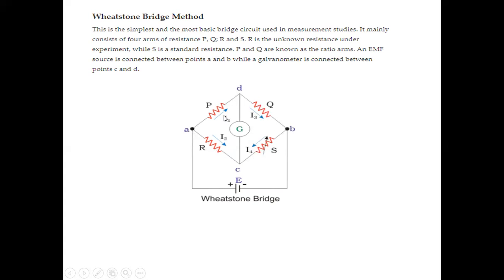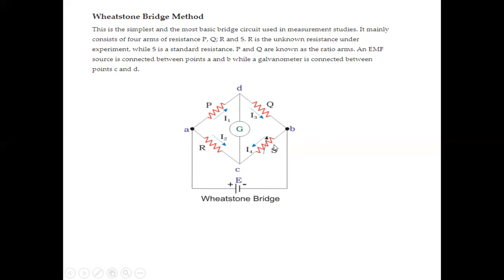The current I is the potential difference across points A and B, that is E, divided by P plus Q, the total resistance.